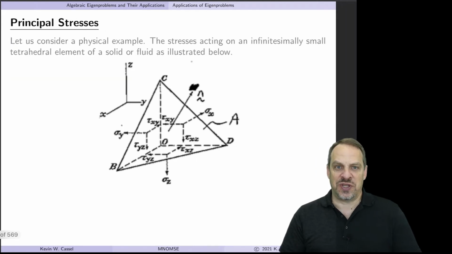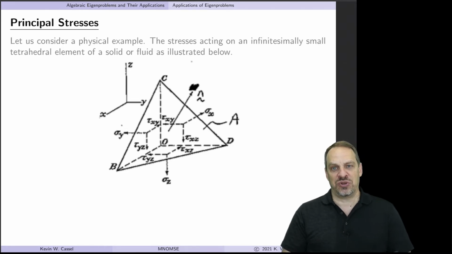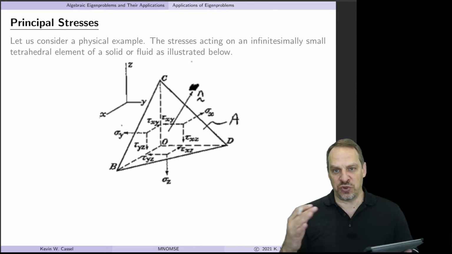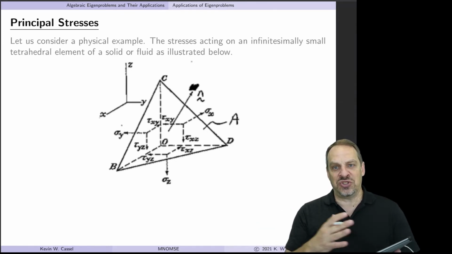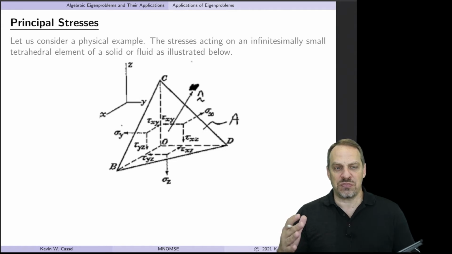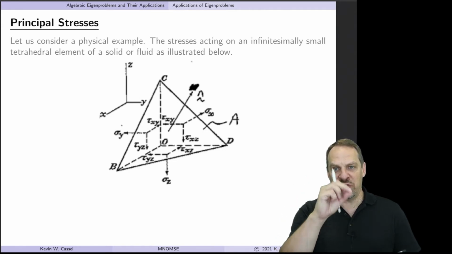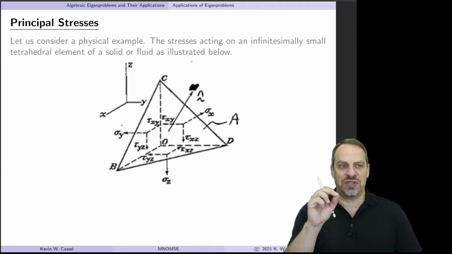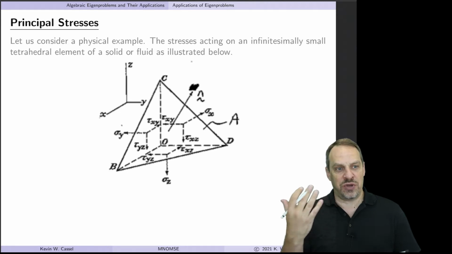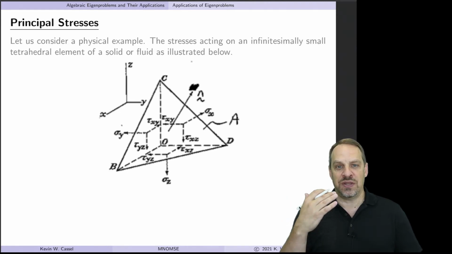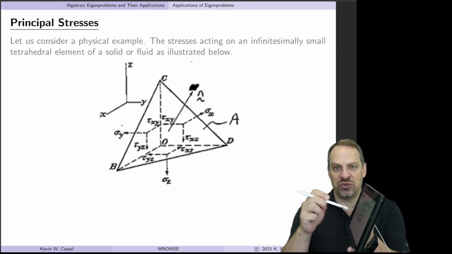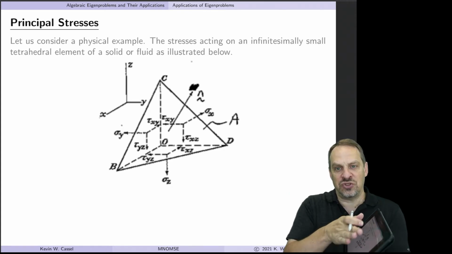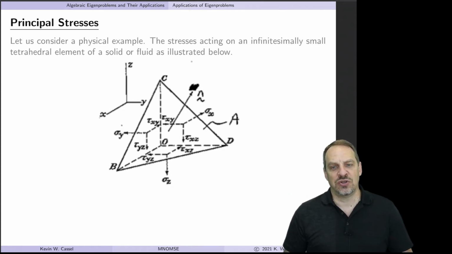Another example, a physical example in this case, is that of principal stresses and principal axes in continuous media. So if you have a solid or a fluid of some sort where the properties change continuously throughout the medium, you have a stress state. Every point in that medium has a stress state. The stress state is given by a stress tensor. The tensor can have up to 9 components, and they include normal stresses, which are perpendicular to a surface, and shear stresses, which are tangential to a surface. And I won't go through the details here.